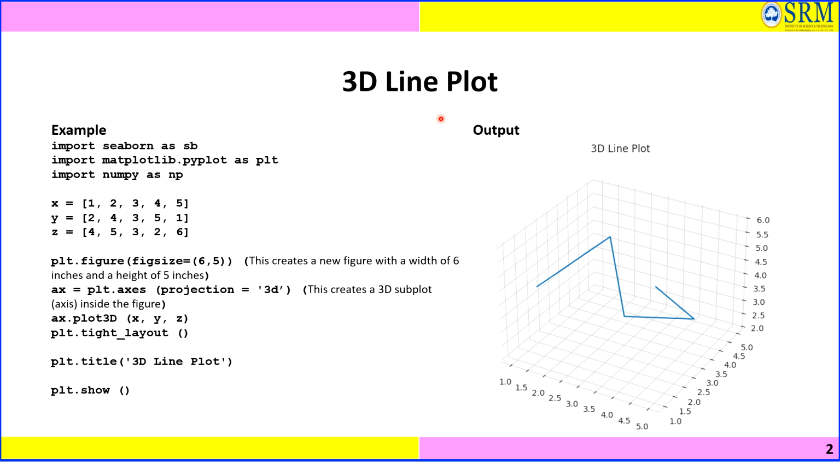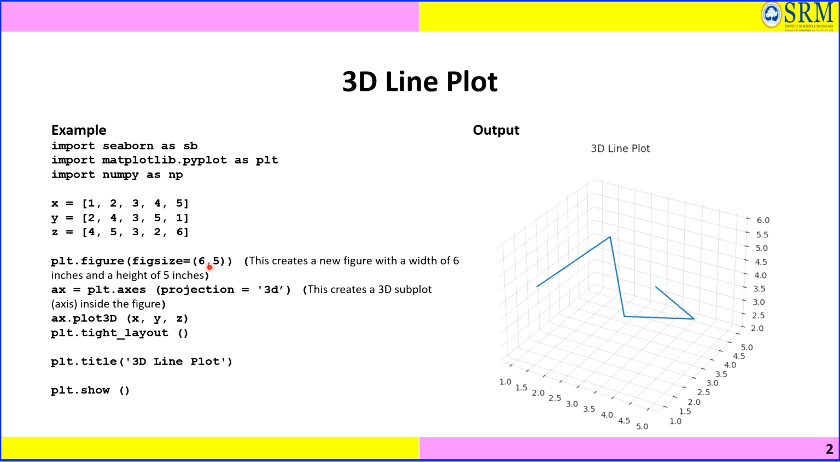So here, the 3D line plot, using the three-dimensional graph, we can plot the 3D line plot. As it is three-dimensional, that means x, y, z, three variables will be there. Some values are in x, some values are in y and z. First, we have to import all the libraries, matplotlib, numpy, before writing the code.